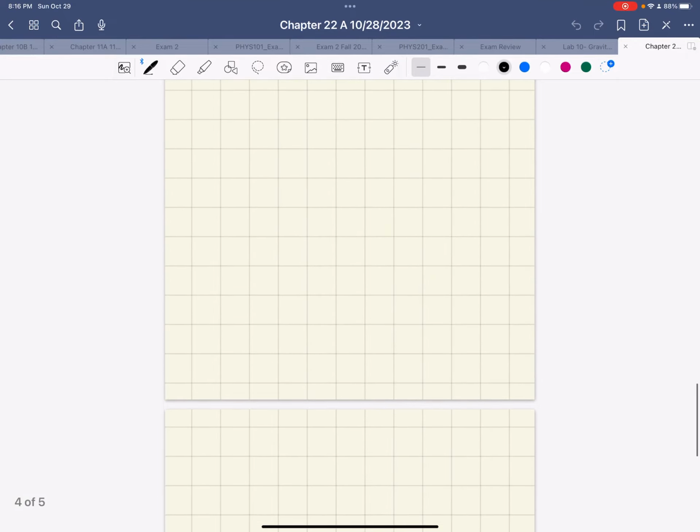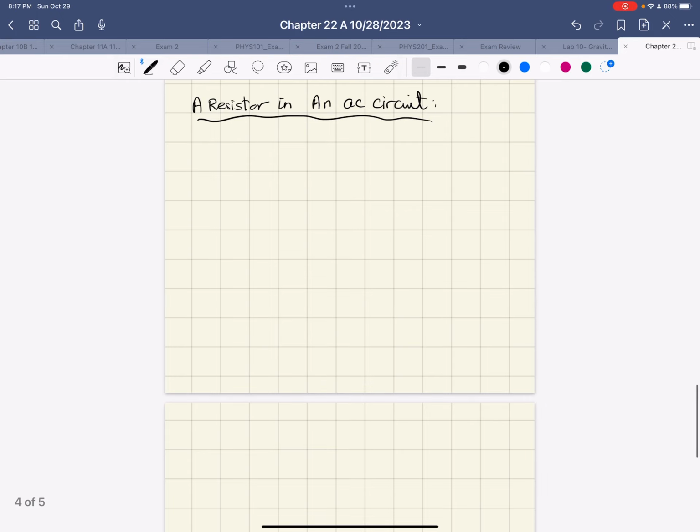Hi again. Now the second part is the behavior of a resistor in an AC circuit. I'm just going to talk about a source and a resistor R, and how this resistor is going to behave in that circuit.